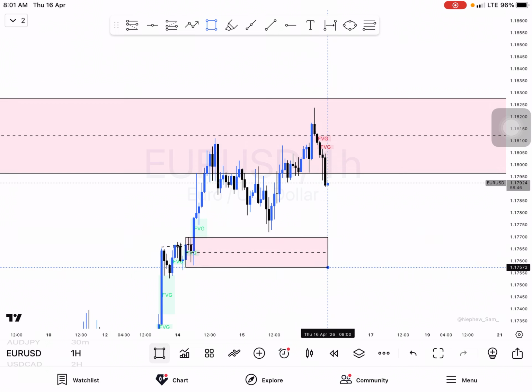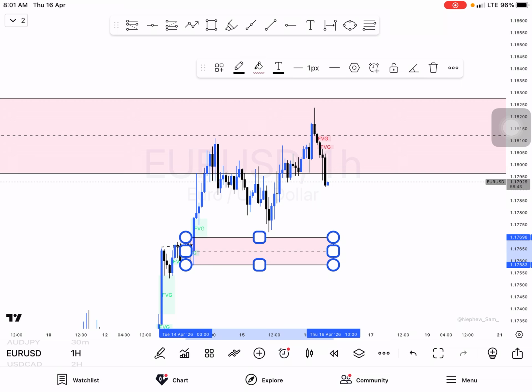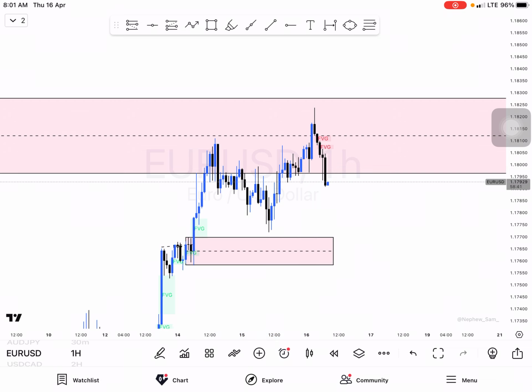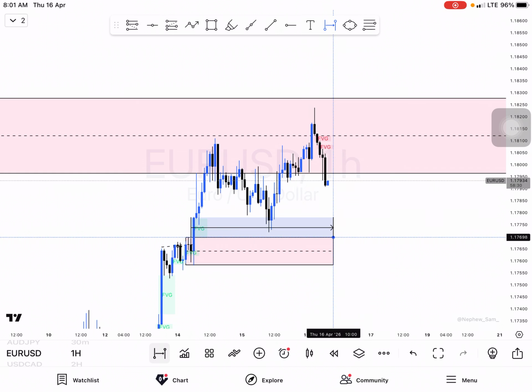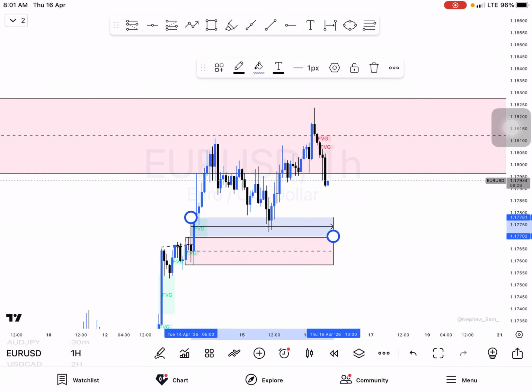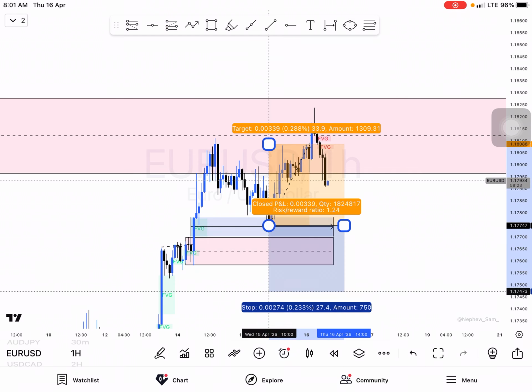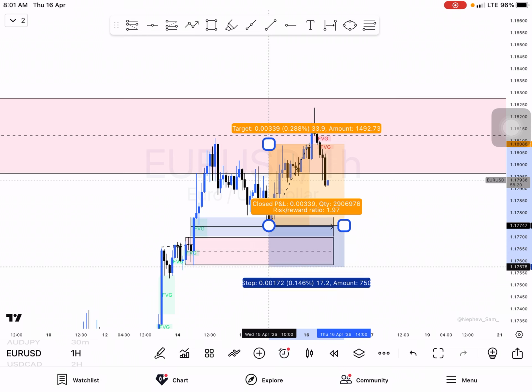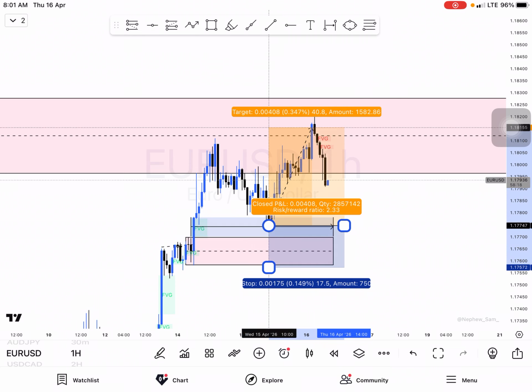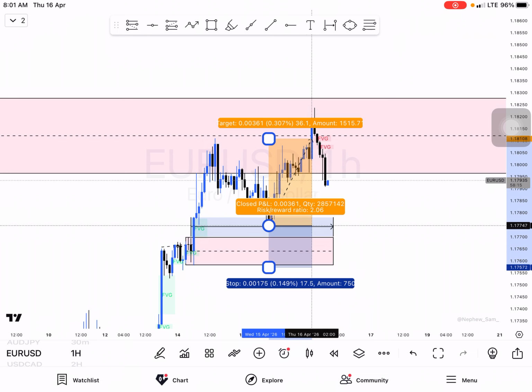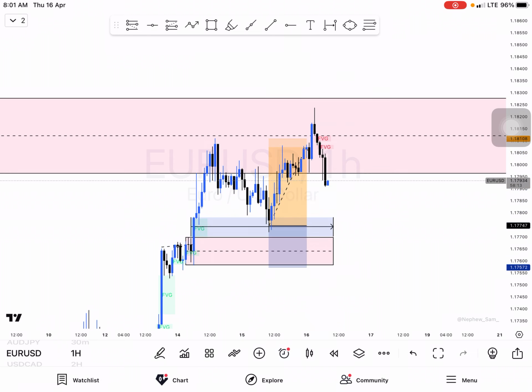We took it from this other block, but I didn't wait for it to reach the other block. I took it from the 50% of the fair value gap. You understand? I took it from the 50% of the fair value gap. So I placed my buy here in the 50% of the fair value gap, and my stop loss just below this liquidity, and I targeted this high, and guess what happened? The trade played out exactly as I predicted, or exactly as the market showed me.